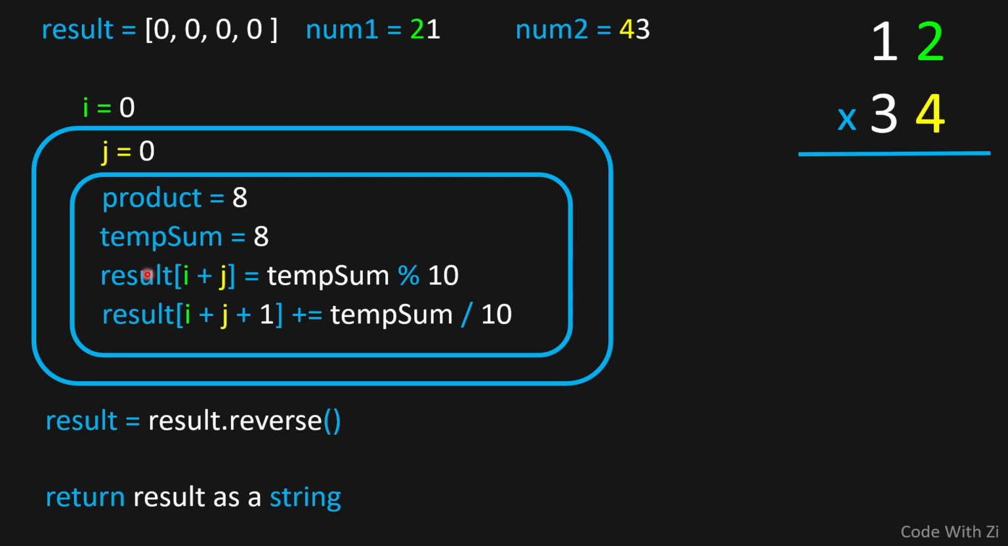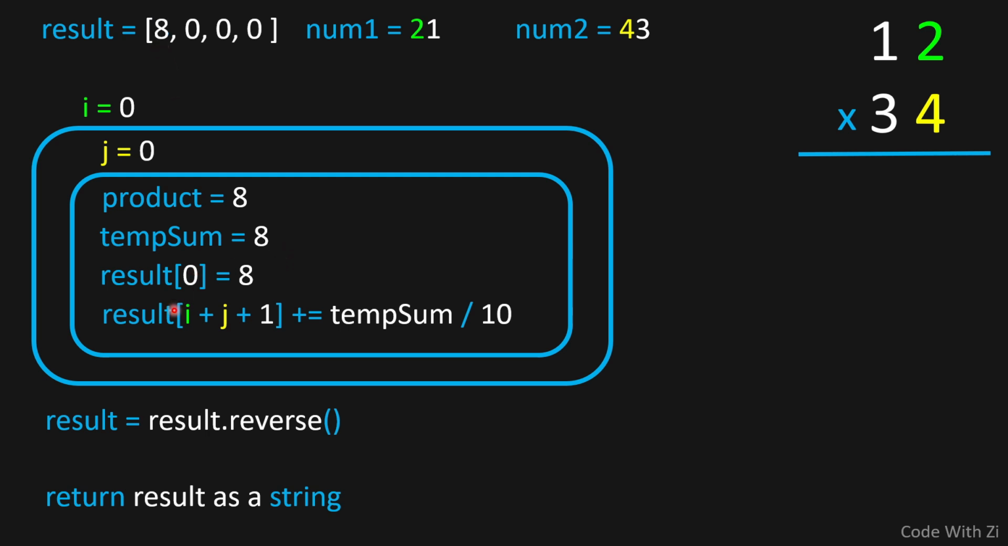Then we're going to come down here, and we're going to say result at the index of i plus j, meaning result at the index of 0 plus 0, which is the result at the index of 0, should be equal to temp sum, which is 8 mod 10. And 8 mod 10 is going to be 8. So we're going to add 8 to this position here.